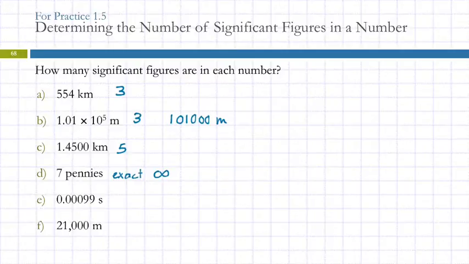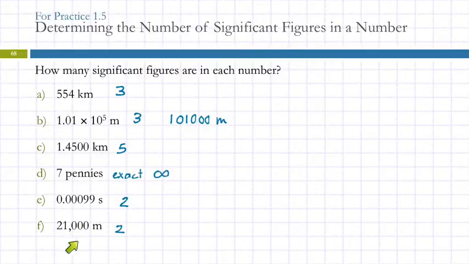How about 0.00099 seconds? 2. Those zeros come at the beginning of the number. Those don't count. 21,000 meters. 2. Trailing zeros, no decimal point. I'm teaching you to say that those are not significant.